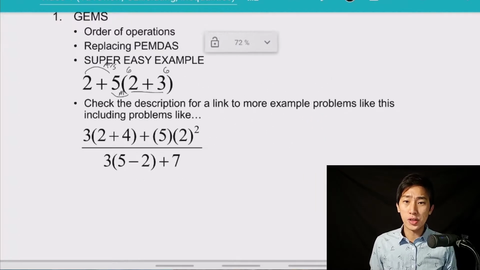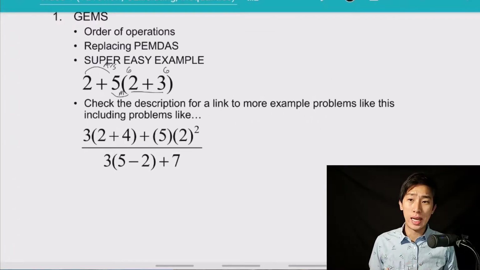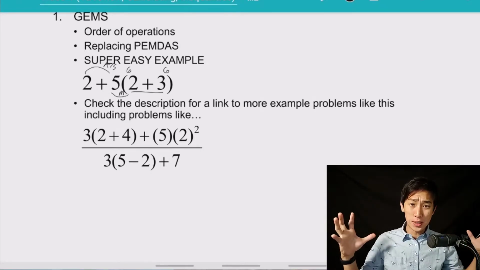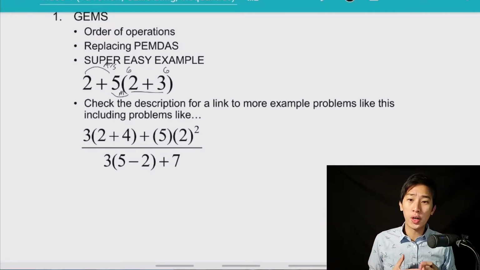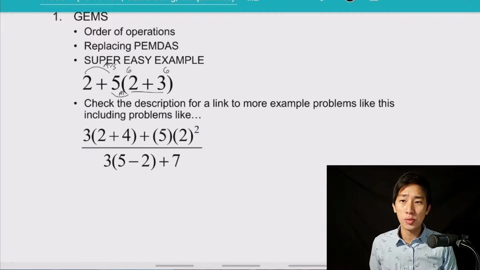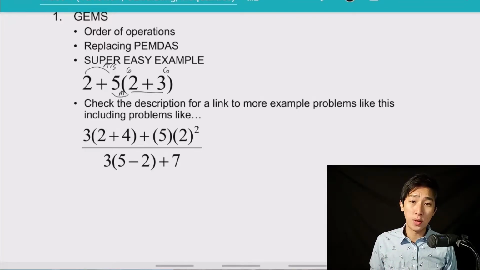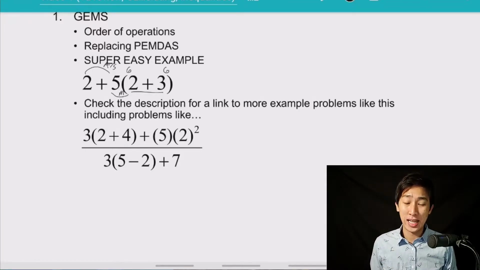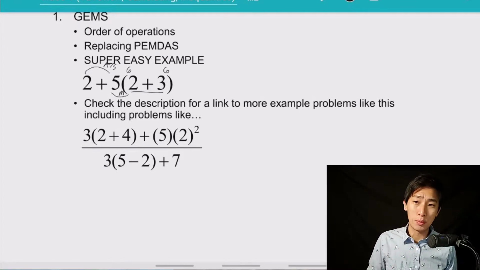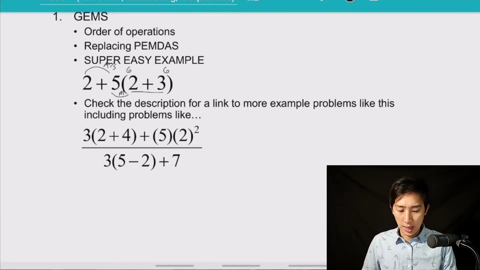In the description, there's going to be a video talking about examples like this. But again, the big picture is that GEMS is your order of operations. It tells you how to do problems like this, and it tells you what to focus on first. If you're having trouble, make sure that you're labeling things out. If you're having difficulty with problems like this, or if you see the second problem and you have no idea how to do it, make sure you watch the extended video below where I'm going to be giving you example problems specifically on this. That's going to be called the GEMS example video. All right, next.